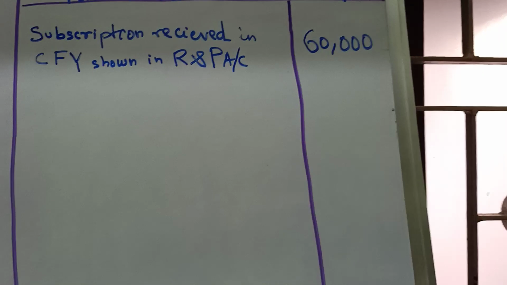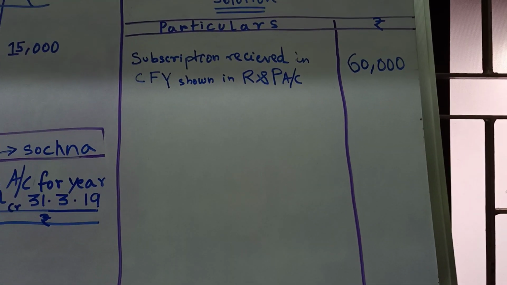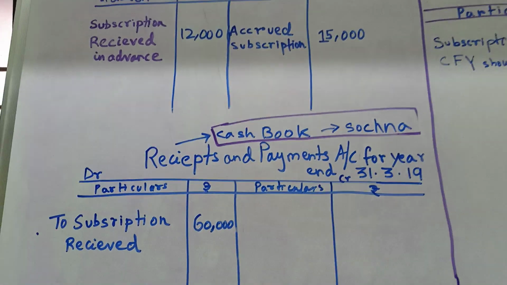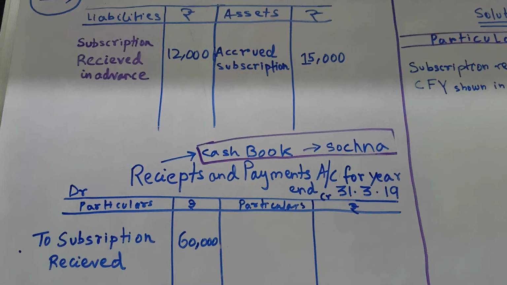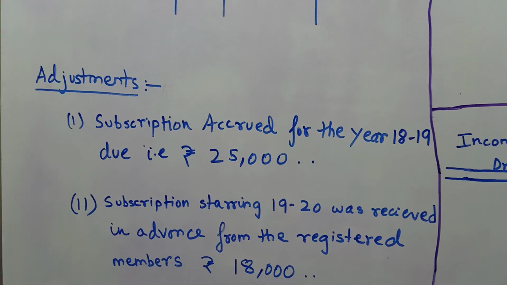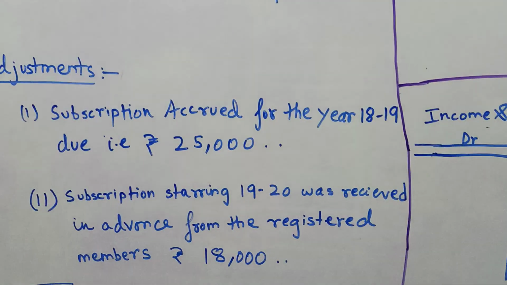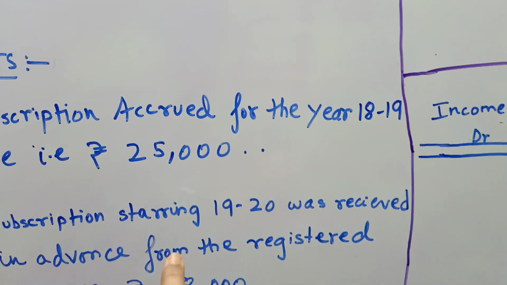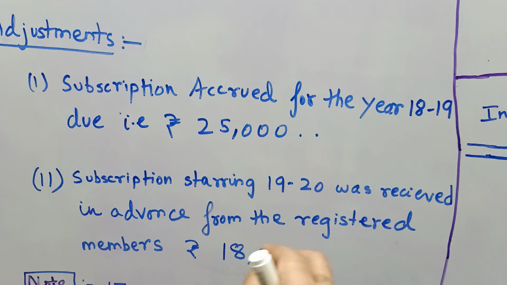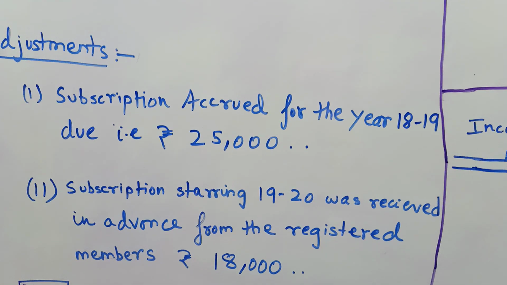Now once I have placed this item, let's look at the other items. Which are the items? Two on top and two are the adjustments. Let's begin with the adjustments first. You can see this rupees 18,000. And the information pertaining to this 18,000 is what?